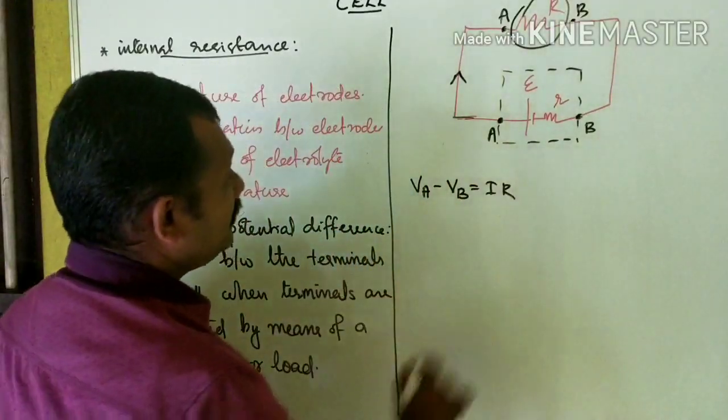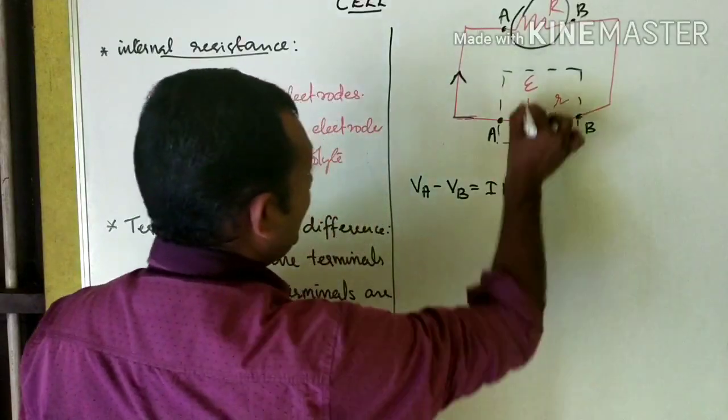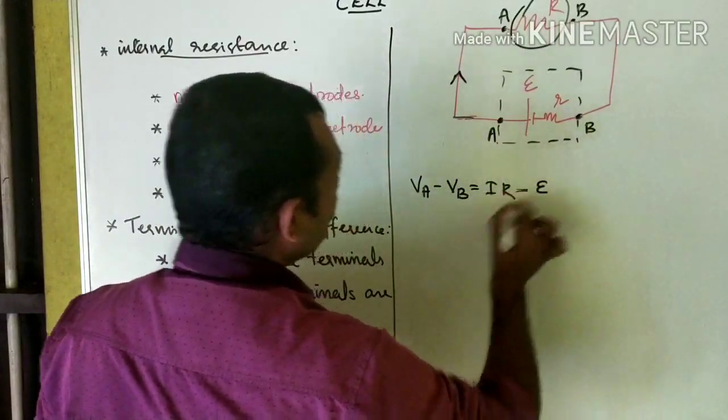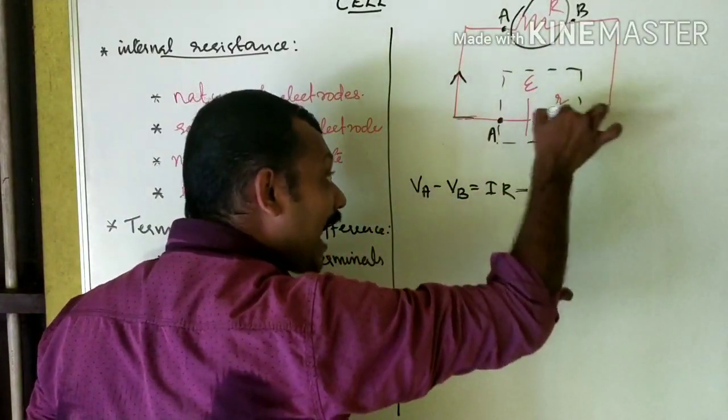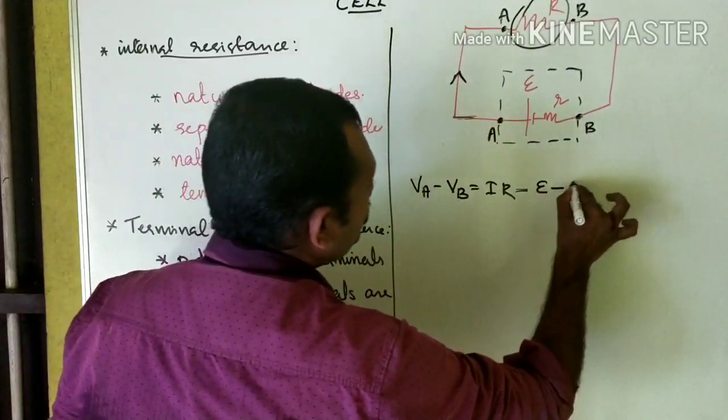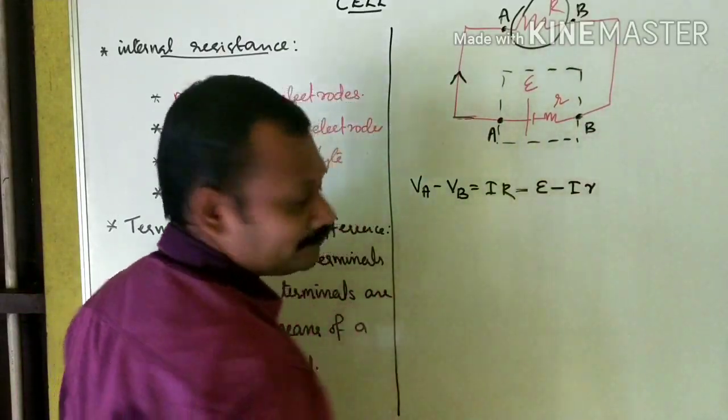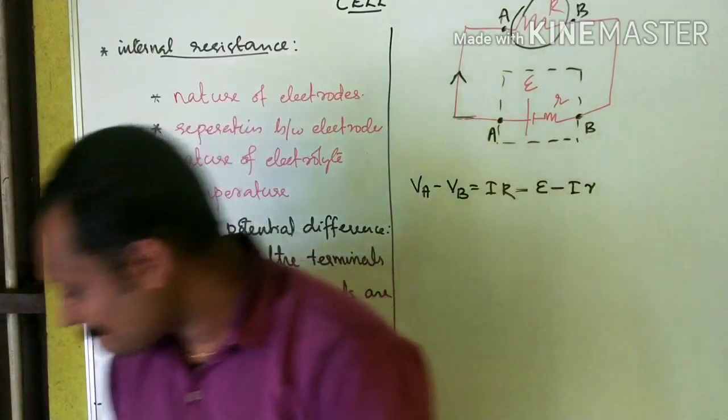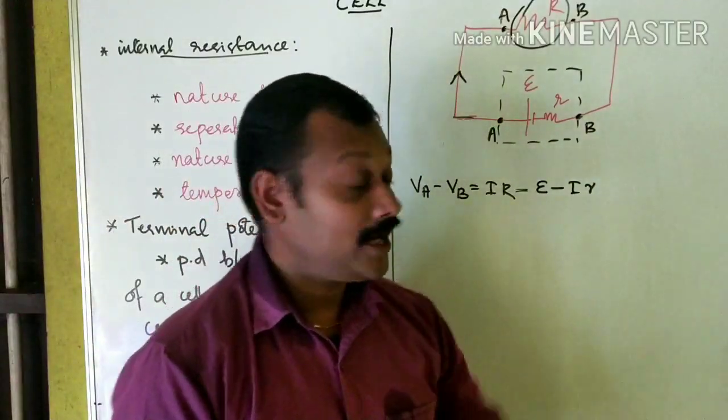Please understand, this is also equal to the EMF of the cell, epsilon. The voltage drop inside it is I into R, which means epsilon minus IR. Very simple to explain. For this purpose I am using Malayalam.